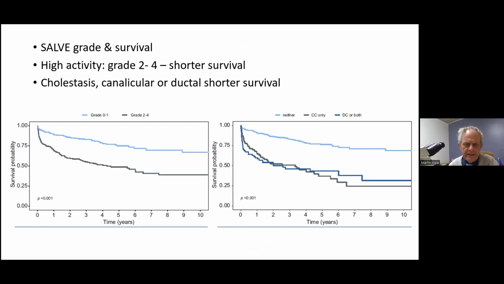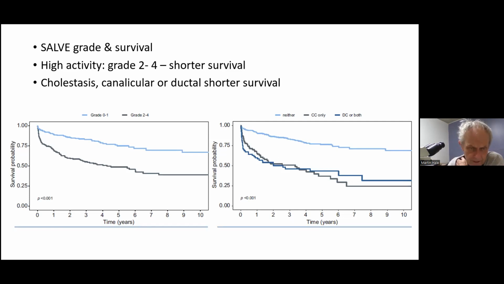Right, so then this is why it's important, and this is the effect of that grading system. In other words, the activity on survival. And here you can see the survival curves. For example, this is if there is low-grade activity, where it scores 0 to 1. And you can see that there's a 10-year survival probably of just below 75%.